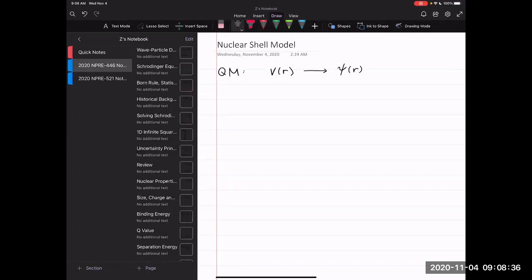In the case of quantum mechanics, this step, solving psi(r) from V(r), is exactly like solving the eigenequation of the Hamiltonian. If we know the Hamiltonian, then H psi, where H is the operator, is equal to E psi. So this is the procedure to solve quantum mechanics.